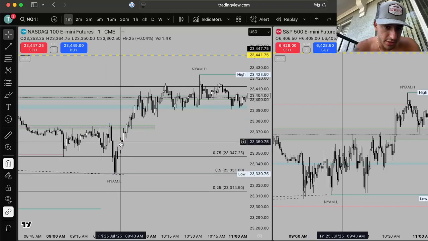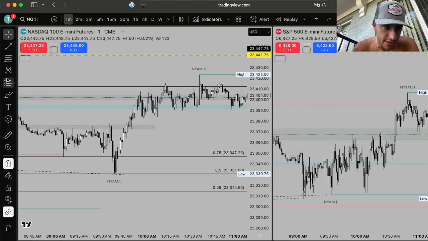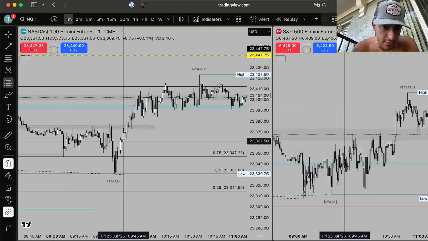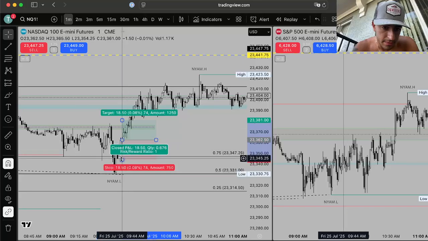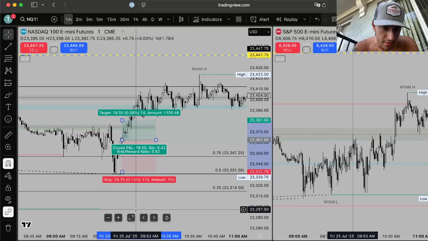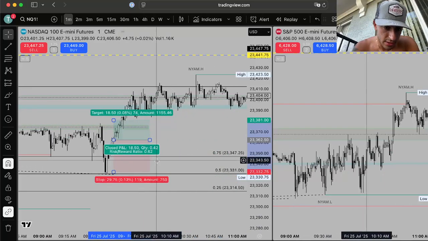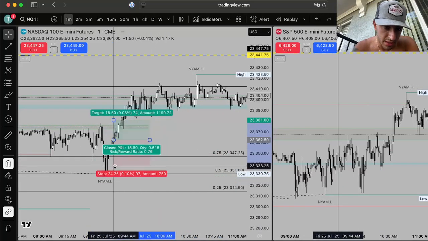So let's get rid of this right here. Once we inverse this gap right here, and then we got this strong reaction off of it, I entered my longs basically right here. Probably would have had my stop right about here, maybe a little tighter to be honest, because I wouldn't have held a 30-point stop. So let's say I used this 50% of this.